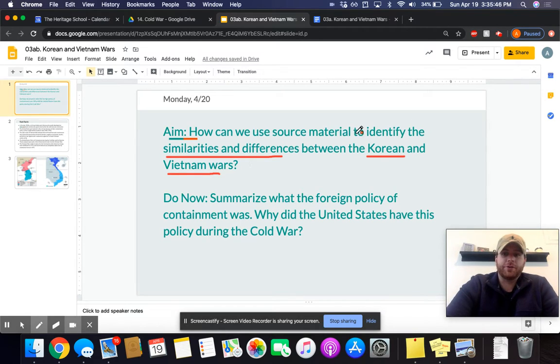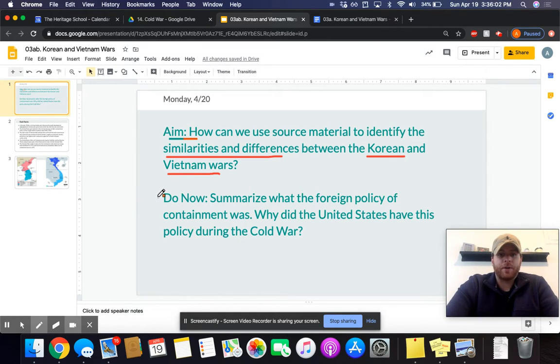All right, so we're starting off with the Korean War, then we're going to shift to the Vietnam War. And we're trying to identify what's similar about these two wars and what is different. All right, they're both occurring within the Cold War, so we do see some overlap, but at the same time, there are going to be some differences.